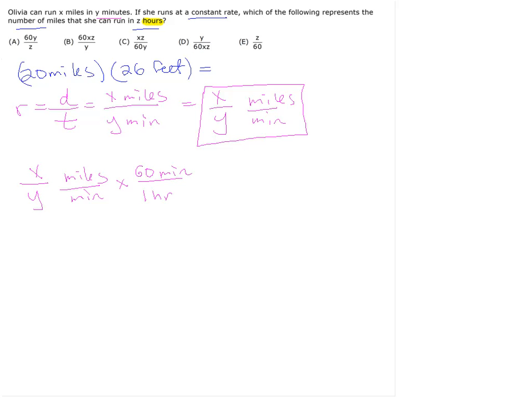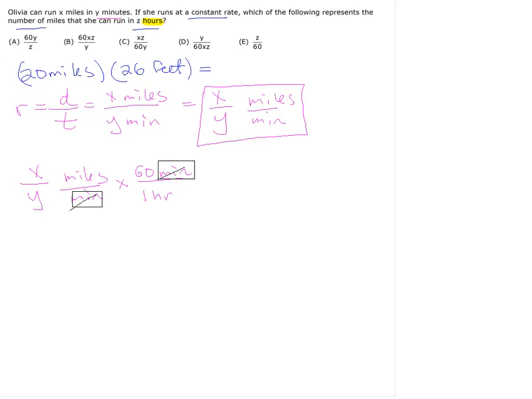Now, for those of you who are rusty at this or are new to this, I want you to see that we had to make these fractions so that the unit we did not want anymore canceled off. So I want to go from minutes to hours, so I made sure to stack the fractions such that the unit of minutes would cancel itself out of the conversion.